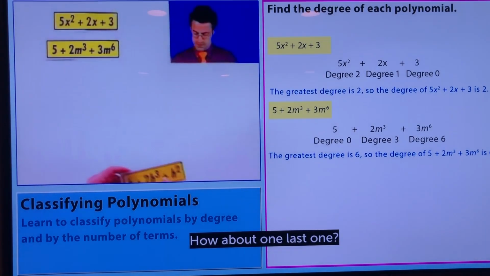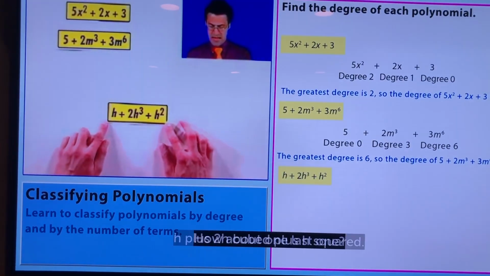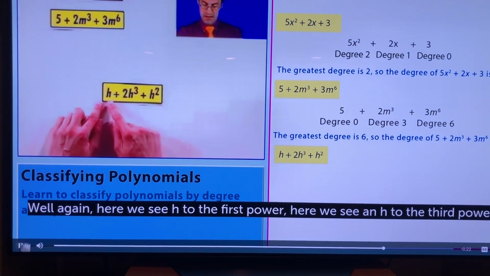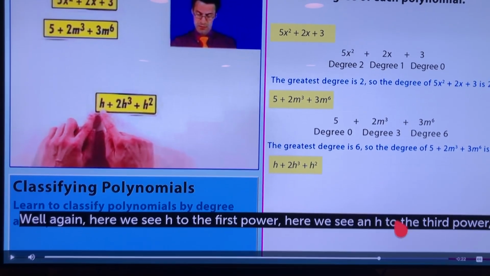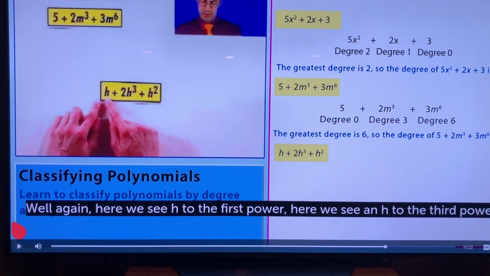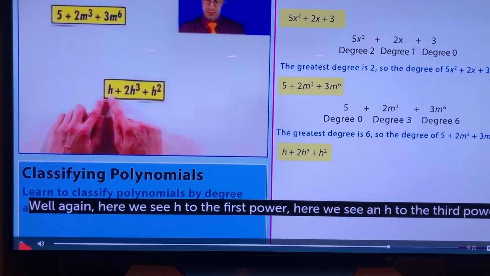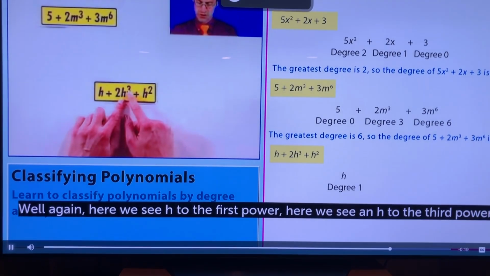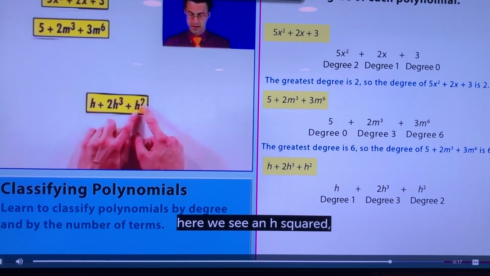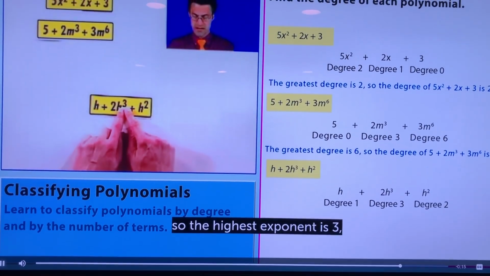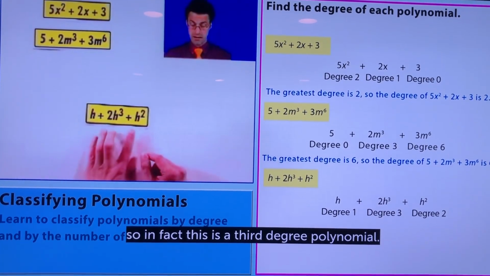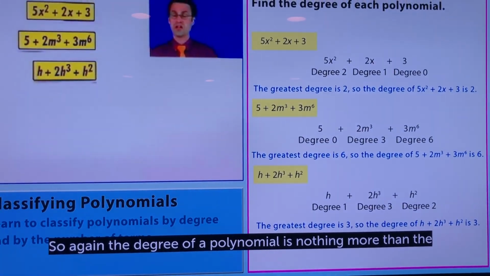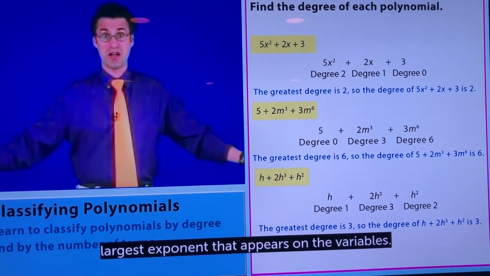How about one last one? h plus 2h cubed plus h squared. Well, again, what do you think? Take a guess. Here we see h to the 1st power, here we see an h to the 3rd power, here we see an h squared. So the highest exponent is 3, so in fact this is a 3rd degree polynomial. So again, the degree of a polynomial is nothing more than the largest exponent that appears on the variables.